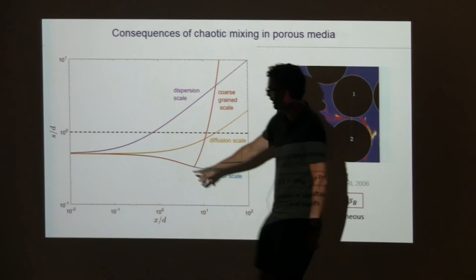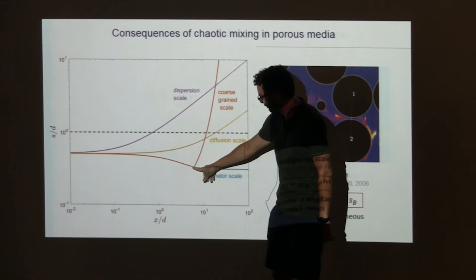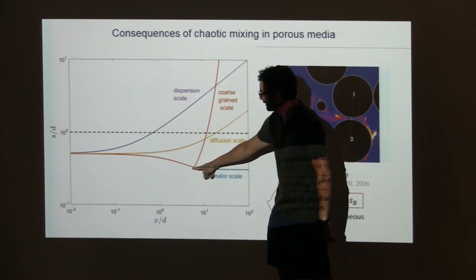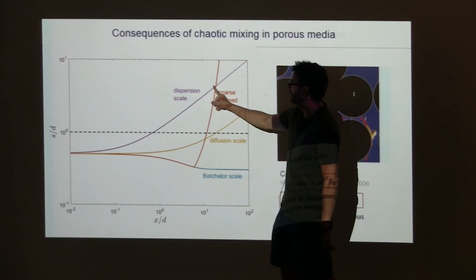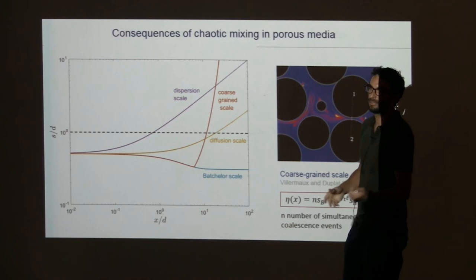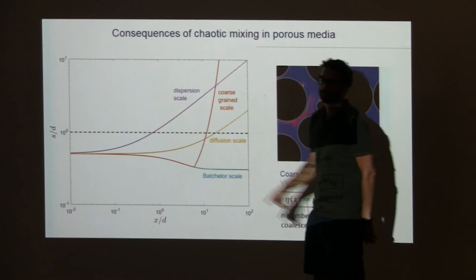If you would not have this coalescence, you would just be stuck at the Batchelor scale forever. But with this aggregation and this exponential number of aggregations, we could imagine that the scale of mixing is then increasing exponentially, so very fast, to reach easily the dispersion scale. And then after this, we could imagine that all the concepts of dispersion that we discussed this morning would be applicable, because then we would be fully mixed down to the dispersion scale. I think that's still very hypothetical, and we have to verify this.